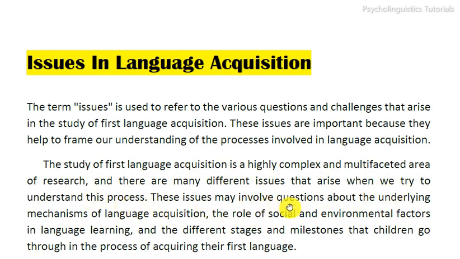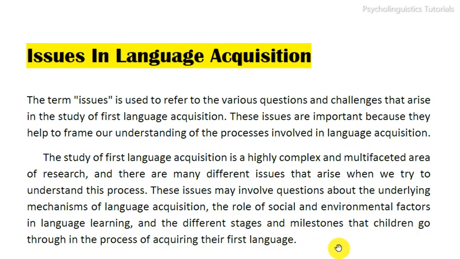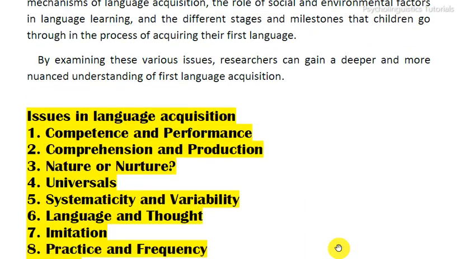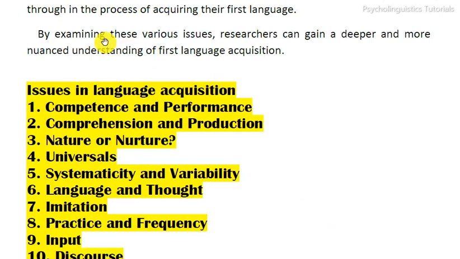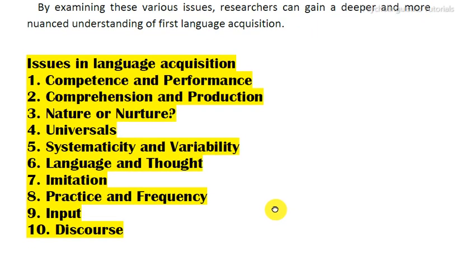These issues may involve questions about the underlying mechanisms of language acquisition, the role of social and environmental factors in language learning, and the different stages and milestones that children go through in the process of acquiring their first language. So, by examining these various issues, researchers can gain a deeper and more nuanced understanding of first language acquisition. So in this tutorial we will discuss 10 of the main issues in language acquisition.